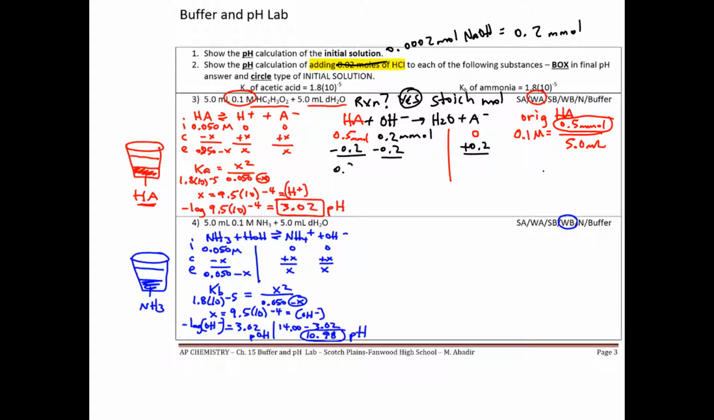And when we're all done, we have 0.3 of this, 0 of this, 0.2 of this, and I have a buffer. So I'm going to use the buffer shortcut. So it's going to equal H plus equals Ka times A over B, which equals 1.8 times 10 to the minus fifth. Acid on top, which is the 0.3. You could use millimoles, of course, and 0.2 is on the bottom.